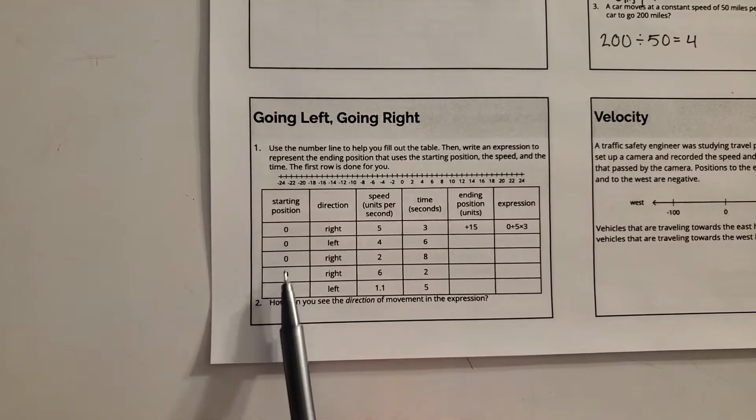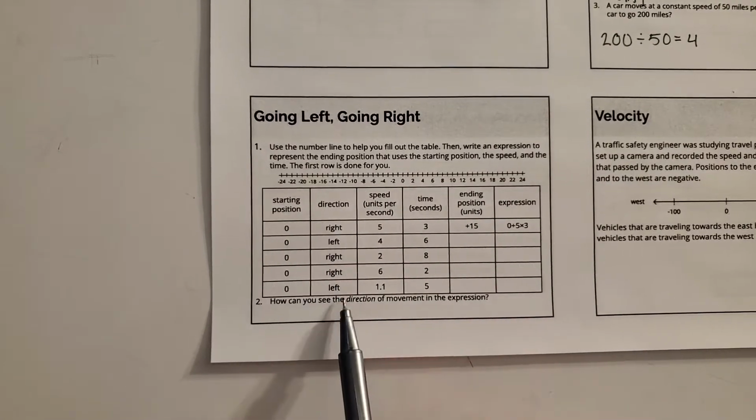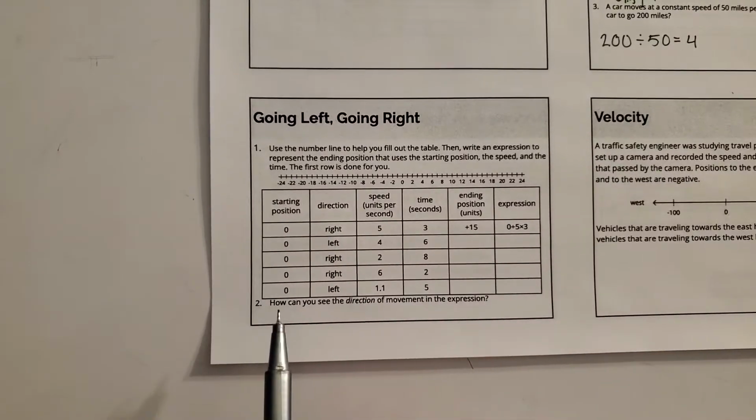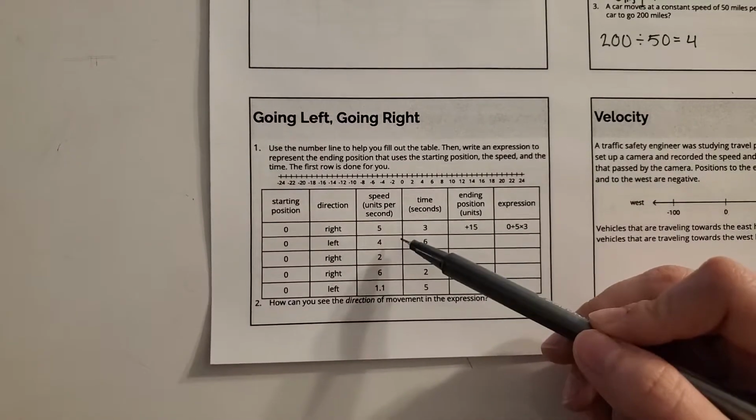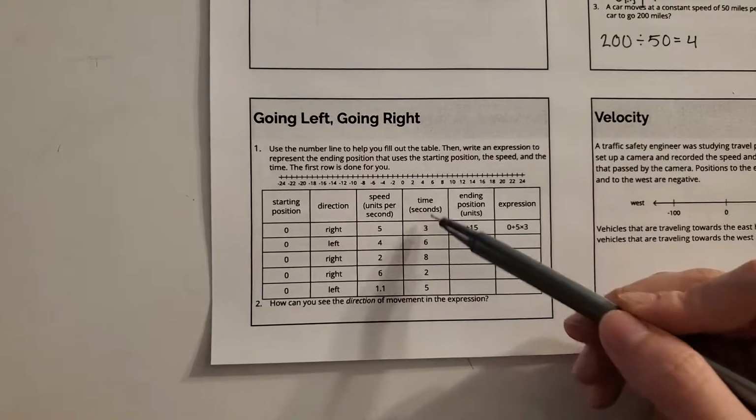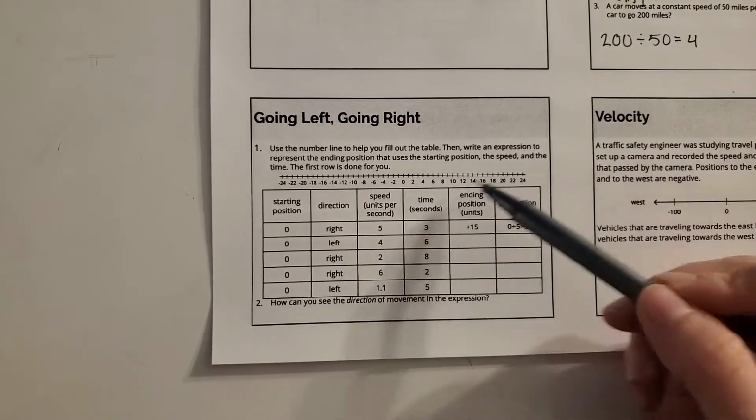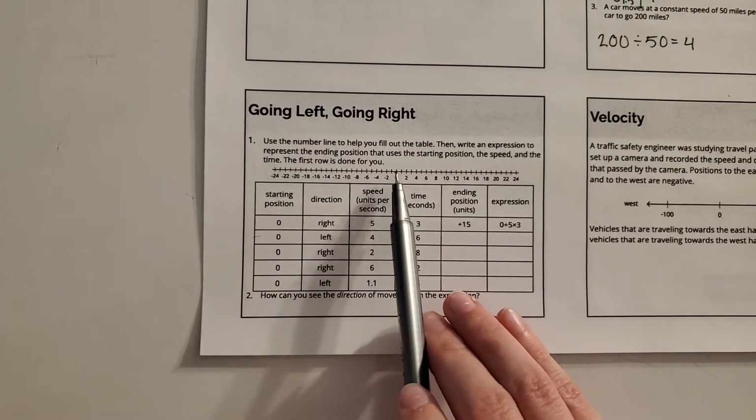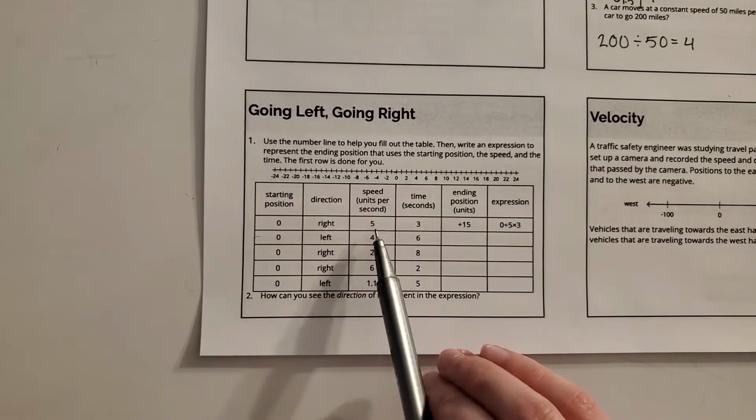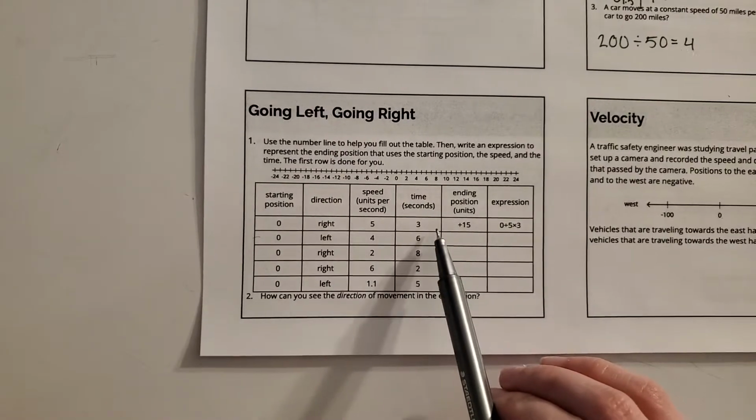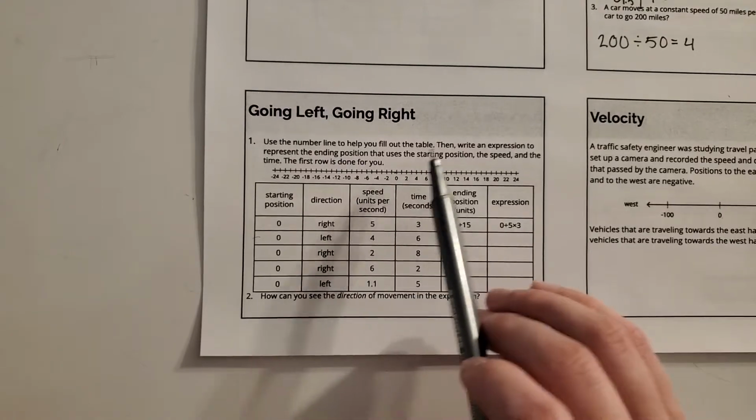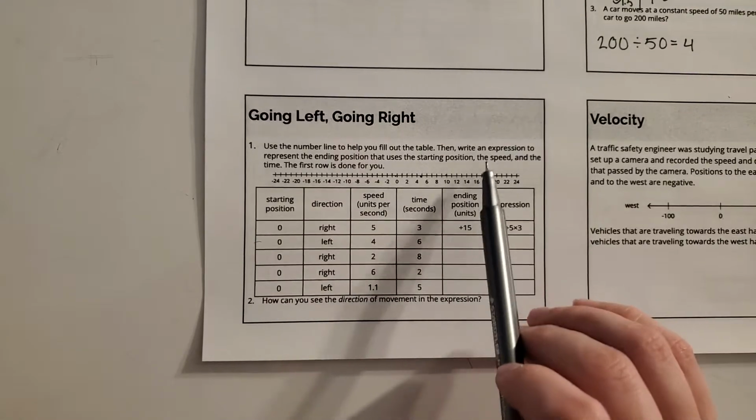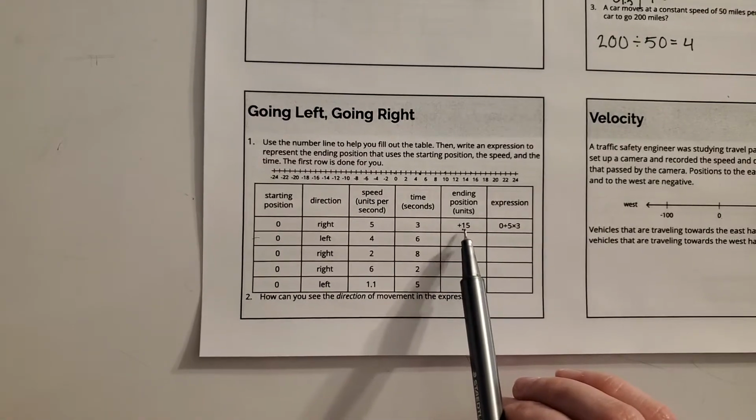So our starting position is always 0. It tells us which direction we went, either right towards positive numbers or to the left towards negative numbers. It tells us our speed in units per second, and it tells us how many seconds we went, and it wants to know where we would end. So if we started at point 0 and we are moving towards the right at 5 units per second, and we go for 3 seconds, then 1 second would be 5, 2 seconds would be 10, and 3 seconds would be a positive 15.